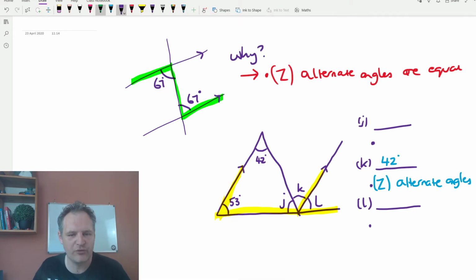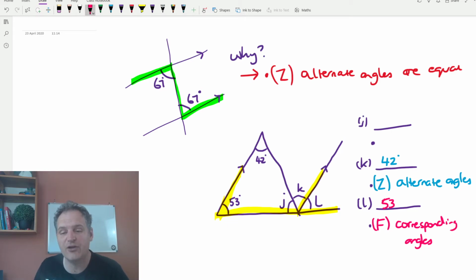So I'm going to do the F bit, we're going to do that in pink. The L must be 53, and the reason is the F is corresponding. Remember the words we've taught you, alternate and corresponding angles. Finally, I've got to find out this last one, and there's two ways to do it, and neither one is correct. You choose as a detective which method you want to use. There are multiple ways to the same solution.